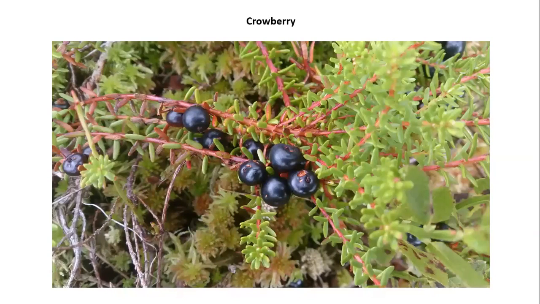And mixed in with that, we'll find crowberry. This one is quite common as well at certain altitudes. Crowberry again has tough little leaves. These are the black fruits of crowberry. It's a quite common plant you'll find higher up. So again, you know you're in the montane zone when you see crowberry.